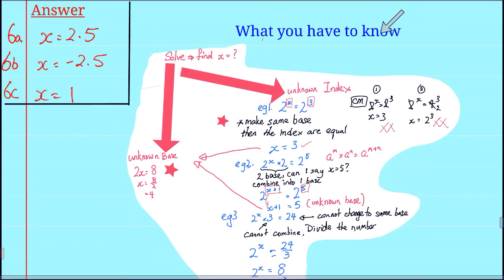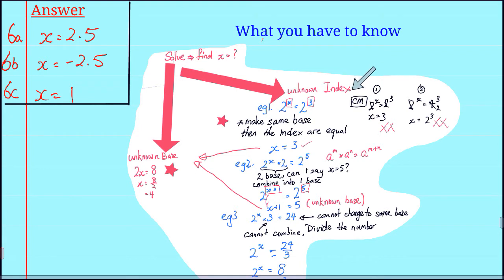Now, when you want to solve for x, or we want to find x, you want to find out what the value of x is. Now, there are two ways of doing it. The first one is unknown base. The second one is unknown index.